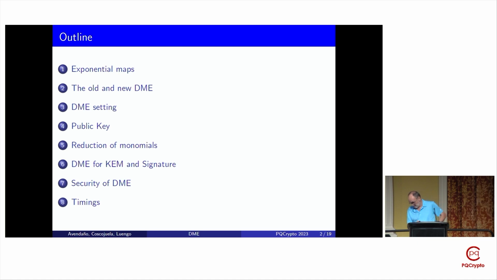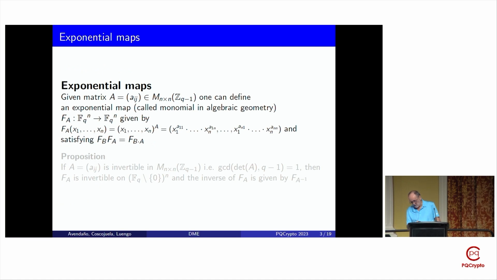So DME is based on an exponential map. That is the way to exponentiate a vector with a matrix. We have a square matrix A, and then we can exponentiate with the formula that is here. And immediately one gets that the composition of exponentials is just given by the exponential of the product, and this gives immediately the next result.